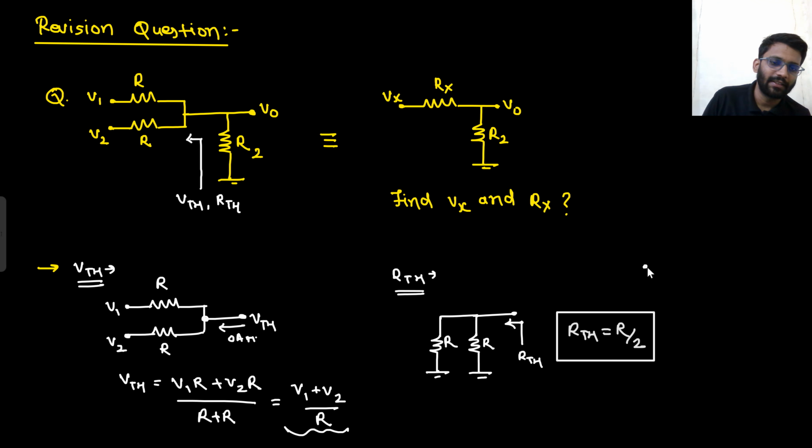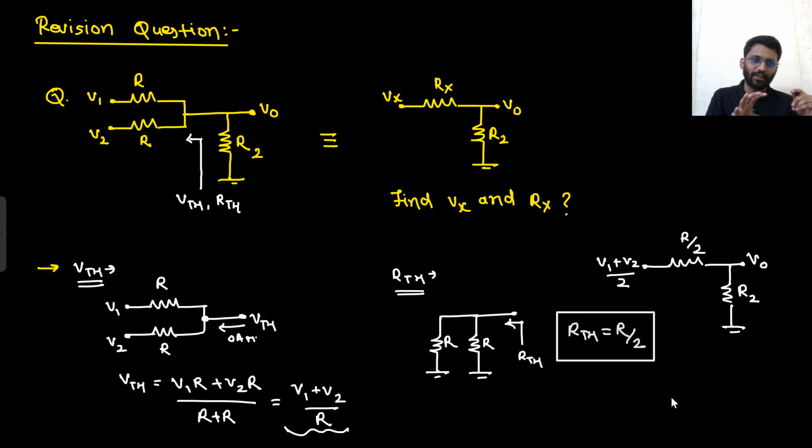So simply you are replacing this circuit with something like this. This R2 is there as it is. This Rx is R by 2 and this node is V1 plus V2 by 2 and this node is V naught. So in a lot of questions, I will be directly replacing it like that. What will be this node? This node will be V1 plus V2 by 2. This is the potential, and the resistance will be R by 2. That's it. So directly I will be making this circuit.